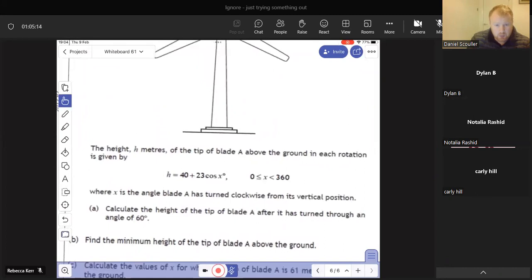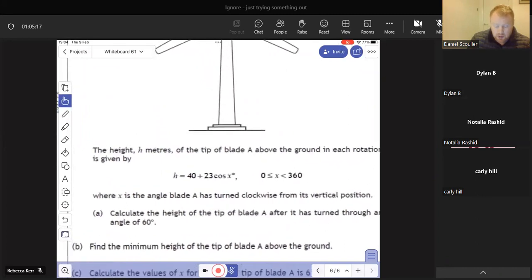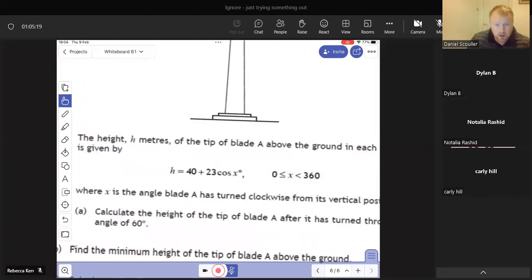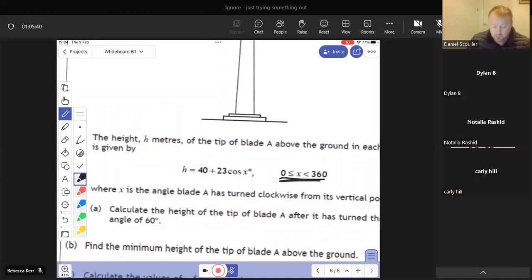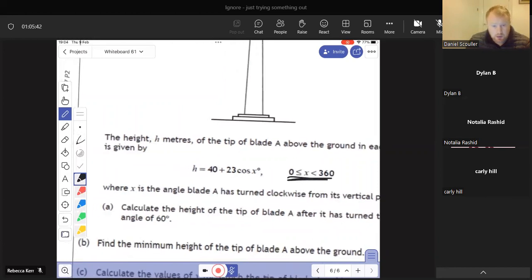Okay, and the formula we're going to use is h for height equals 40 plus 23 cos x. Okay, remember x is greater than or equal to 0 and less than 360. It's just telling us the range, so don't worry too much about that. But that in front of us is just a standard sort of trig equation, but it's been put into a nice story.